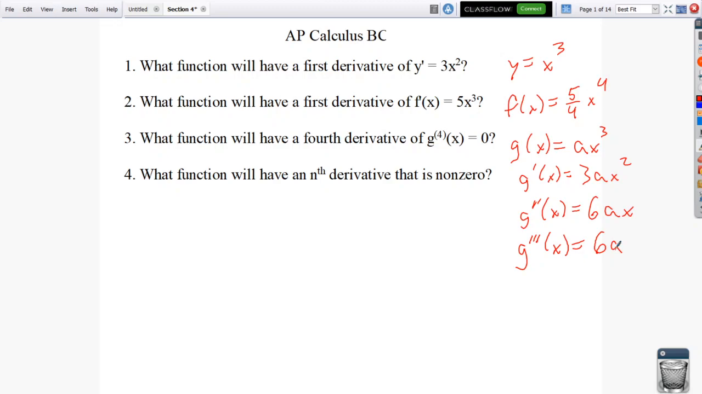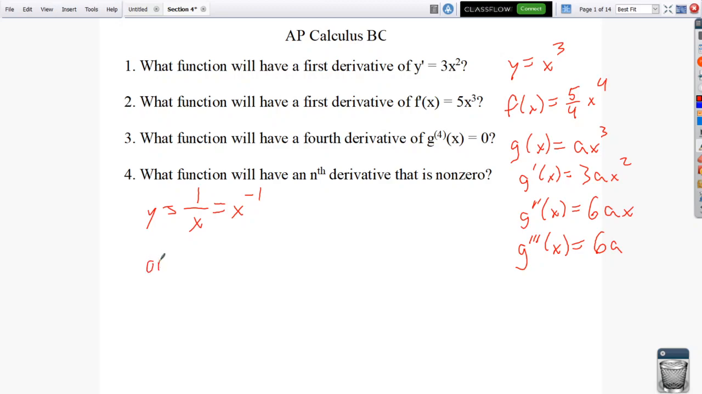So what function has an nth derivative that is non-zero? Well, for number 4, any function that starts off with a negative exponent is going to work here. 1 over x. Because remember, when we take the derivative of that, we have to think of it as x to the negative first. Subtracting 1 gives us a negative 2. So it's never going to get down to that 0.